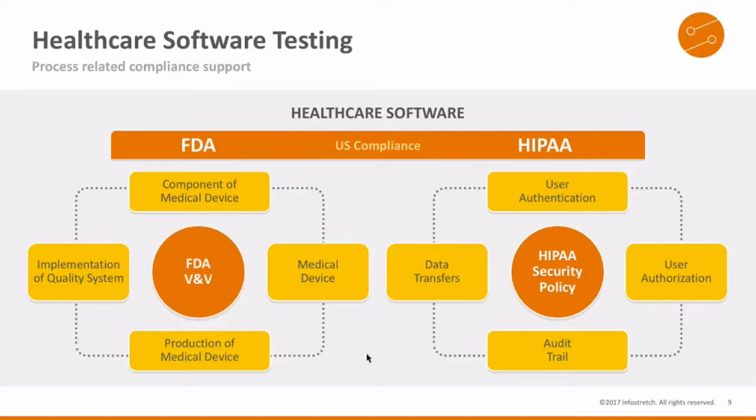Third is very important, that is the audit trail. So all the transactions that happen in your healthcare software that comes under HIPAA need to be tracked with a proper set of audit trails. And the last one is the data transfer. So you need to ensure data encryption at all the transfer points that will happen in your healthcare software.